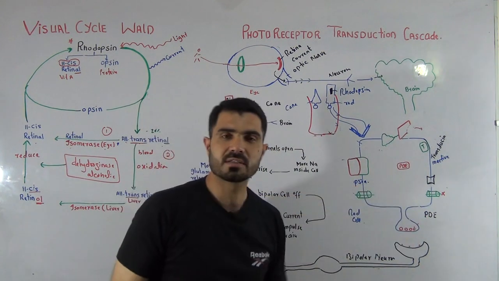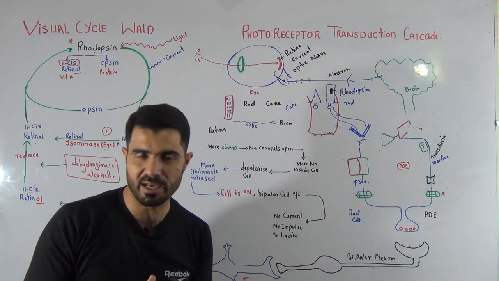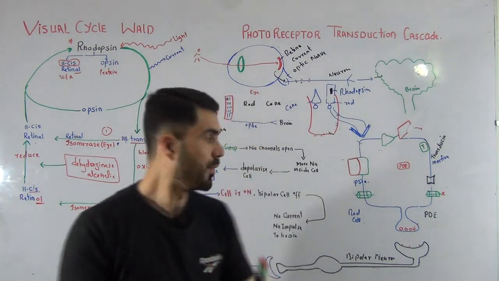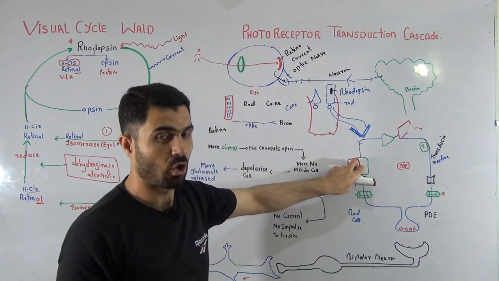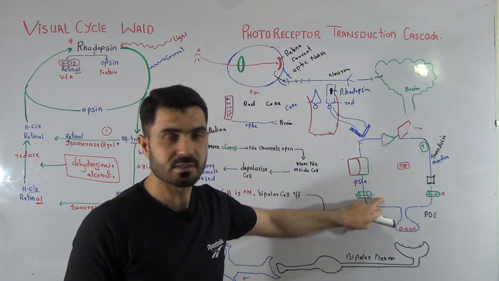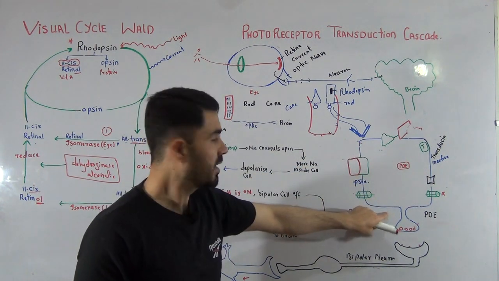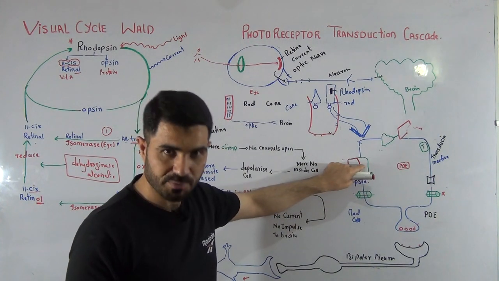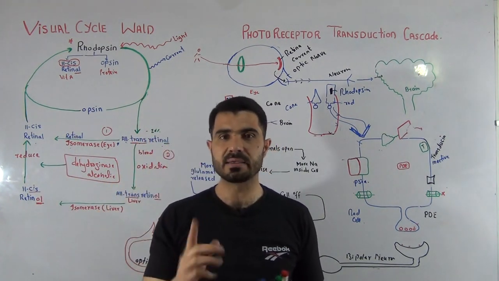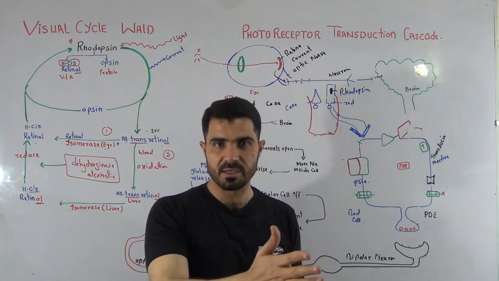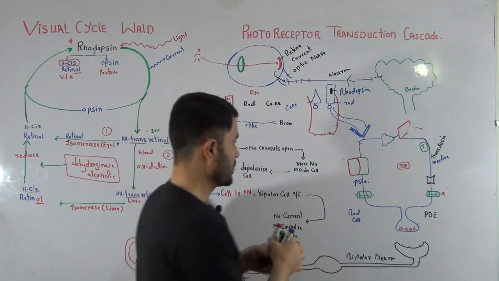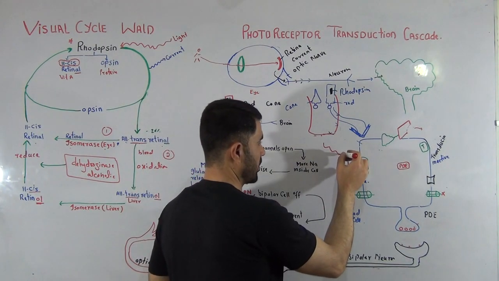Inside the rod cell there are some molecules, some receptors, some enzymes that you need to know. The very first thing, rhodopsin, is present on the membrane of the rod cell. When we say light enters your eye and falls on the retina, actually light falls on this rhodopsin. So finally we got our place. This is our rhodopsin.